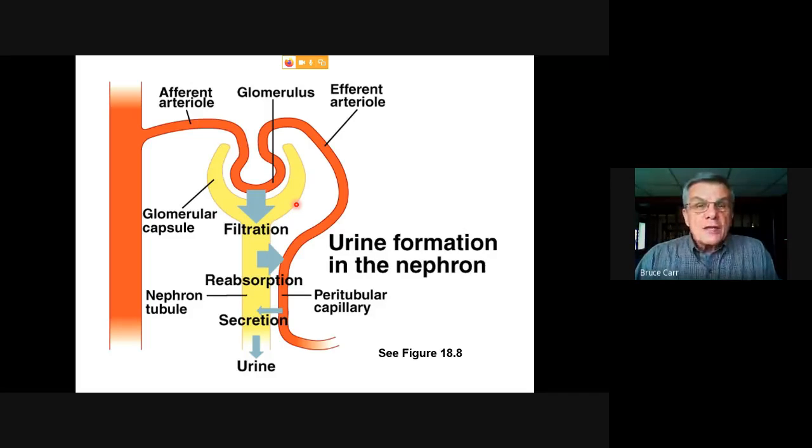I've described it as pushing small molecules out through small holes. So that means what? Water, but also sodium, potassium, calcium, magnesium, even glucose is small enough to get through these holes. Notably, urea also goes through. This first step, filtration, is completely based on those small holes and the size of the molecules.